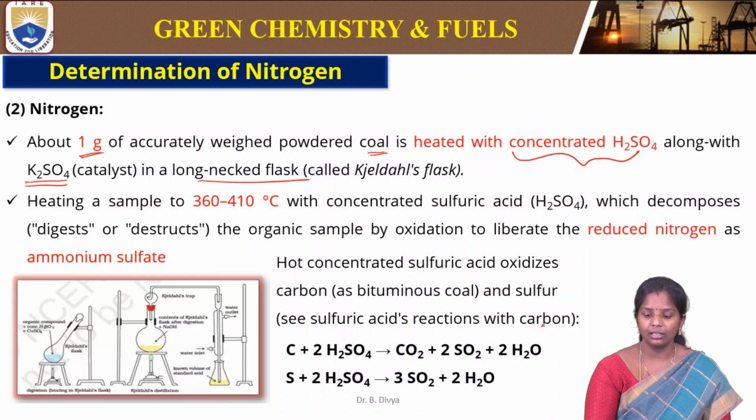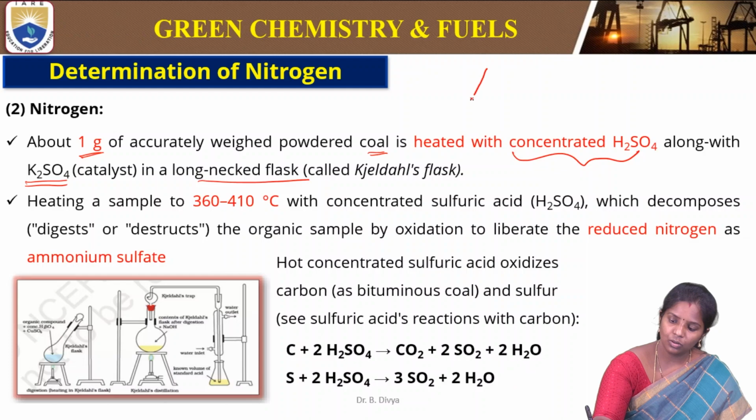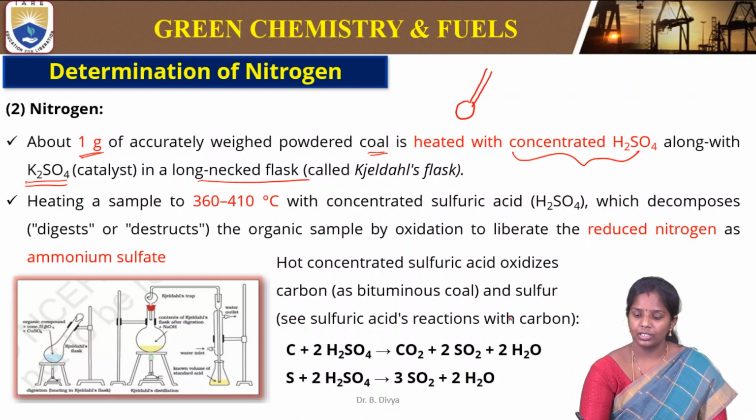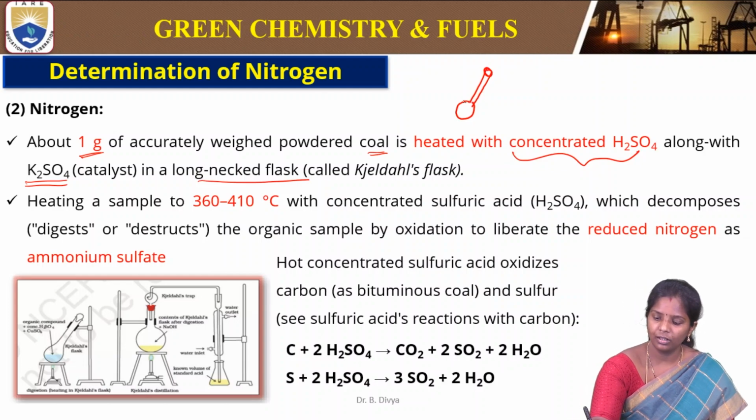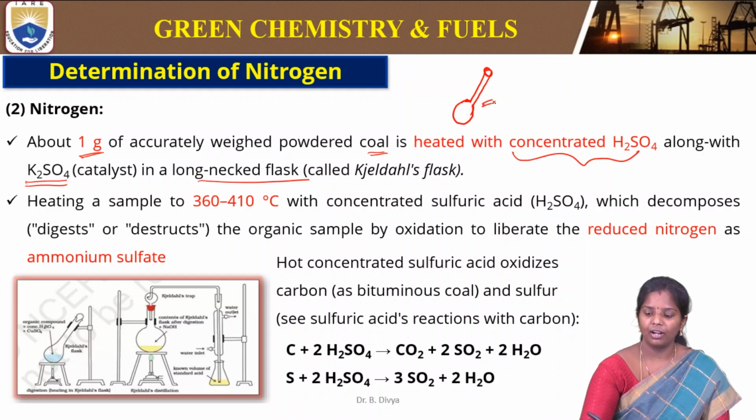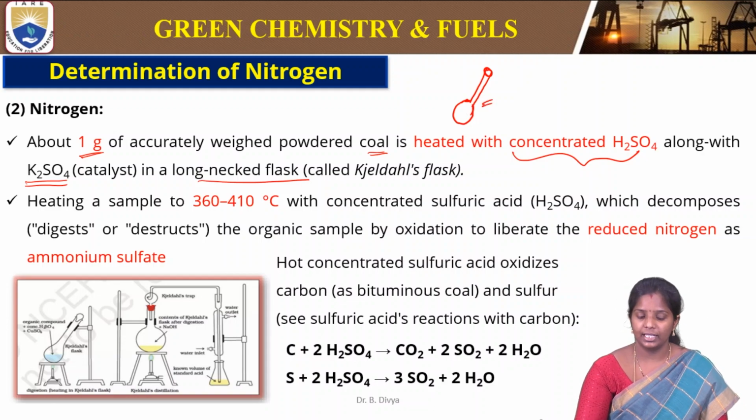It is not very different from any other apparatus. It looks like a long tube with a round bottom. So this is nothing but the Kjeldahl flask. It is different from the standard flask, which has a flat end, but the Kjeldahl flask has a round edge. So this is the Kjeldahl flask we use for the nitrogen estimation.